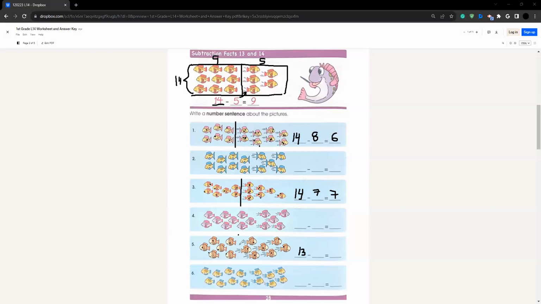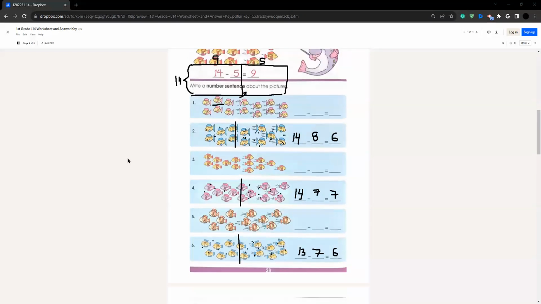13 fish in total. And count how many run away. 1, 2, 3, 4, 5, 6, 7. And we are left with 13 minus 7. We know that 7 plus 6 is 13. So 13 minus 7 is going to be 6. All right.